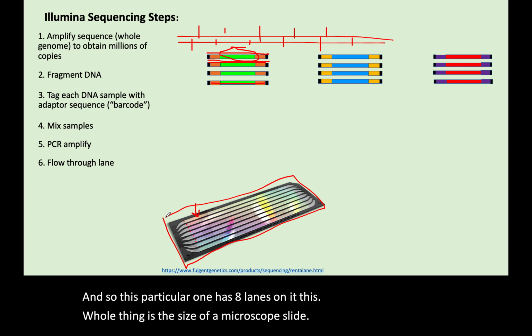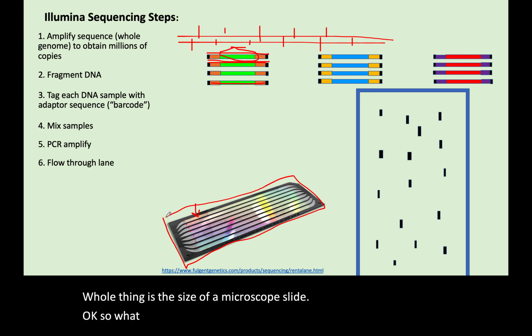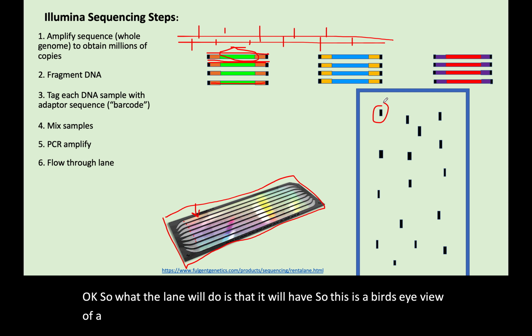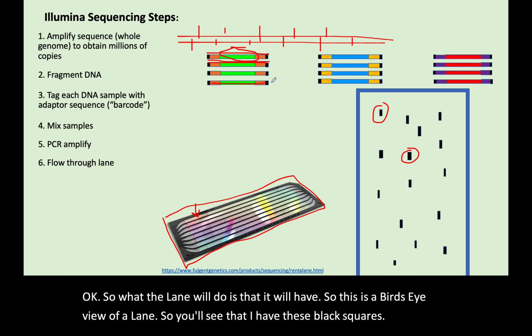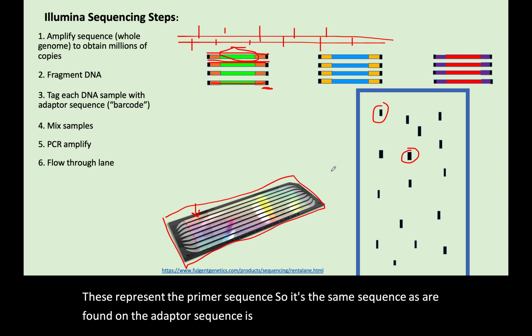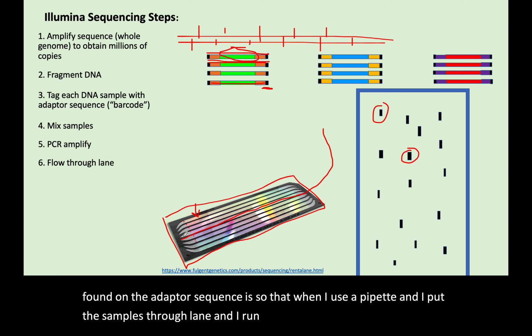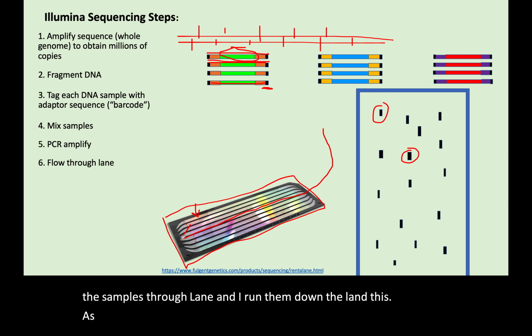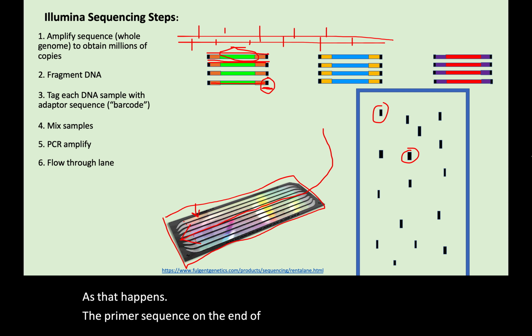Okay, so what the lane will do is, so this is a bird's eye view of a lane. So you'll see that I have these black squares. These represent the primer sequence. So it's the same sequence as are found on the adapter sequences. So that when I use a pipette and I put the samples through a lane and I run them down the lane like this, as that happens, the primer sequence on the end of it will actually bind to the primer sequences attached to the lane.